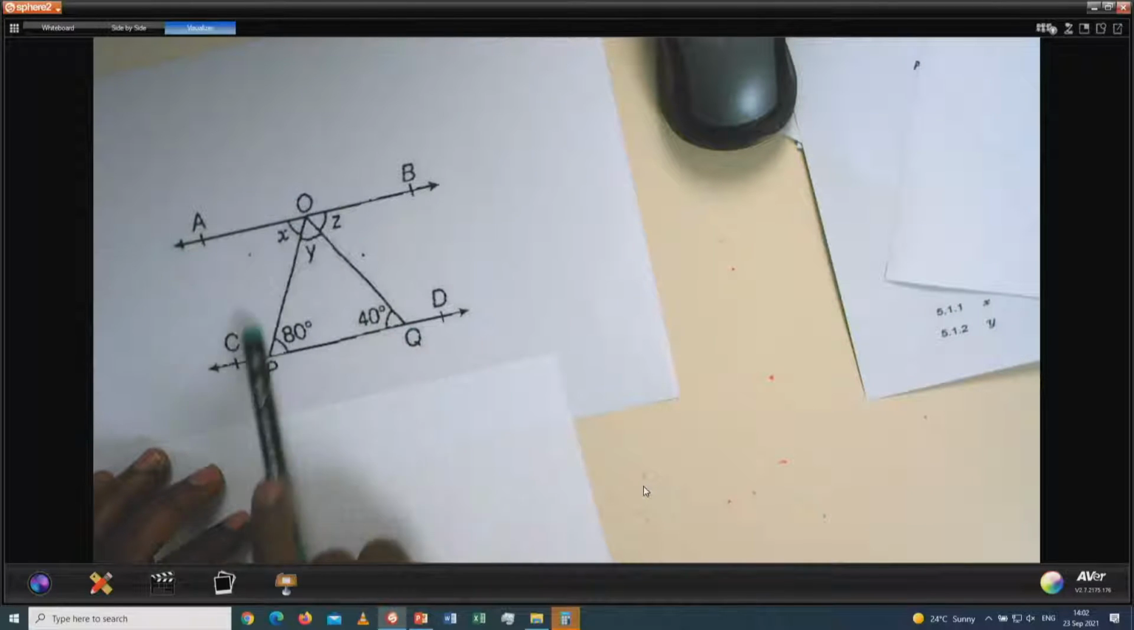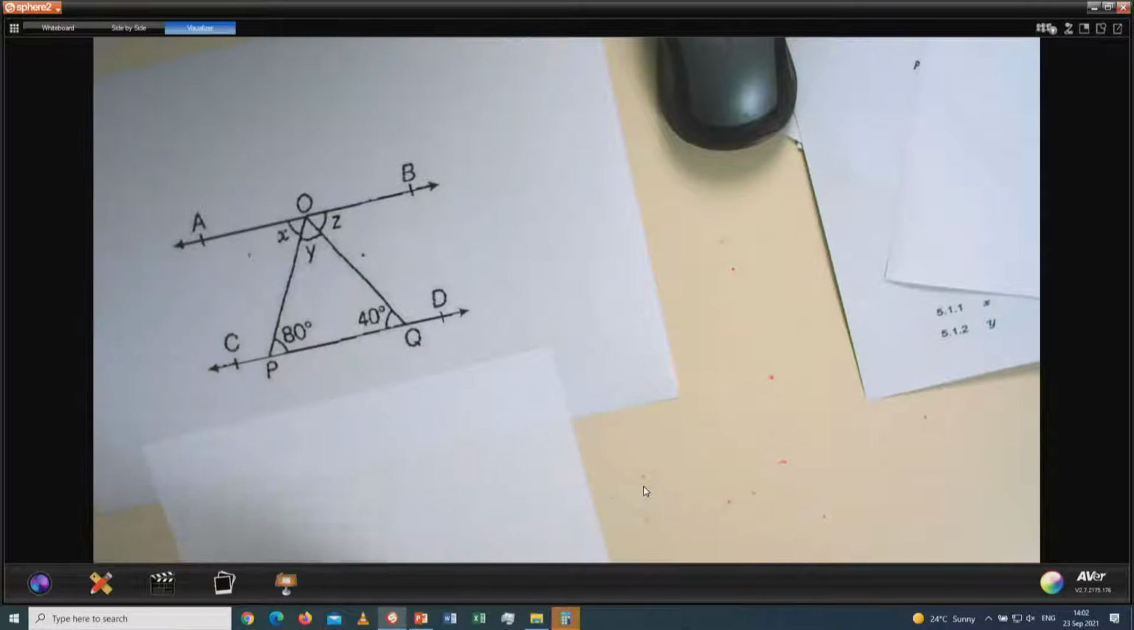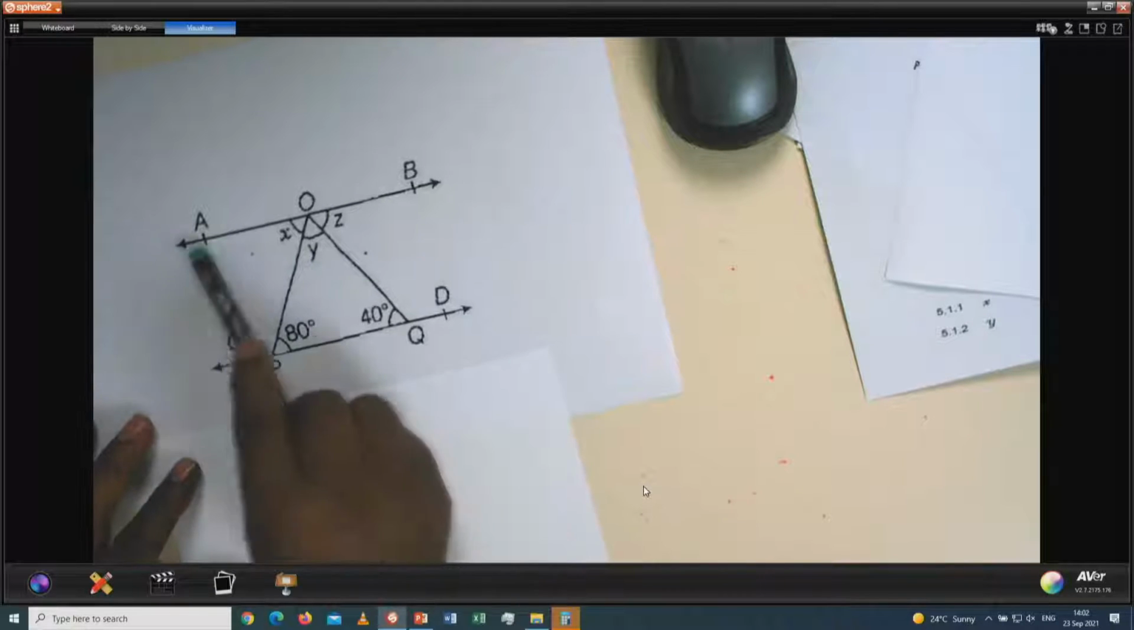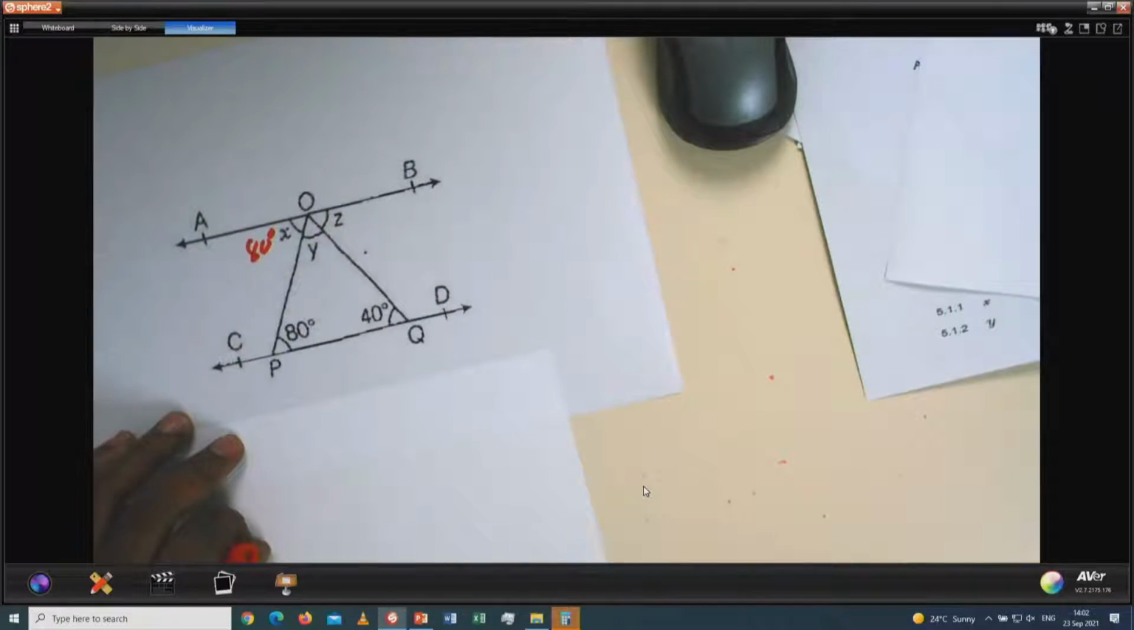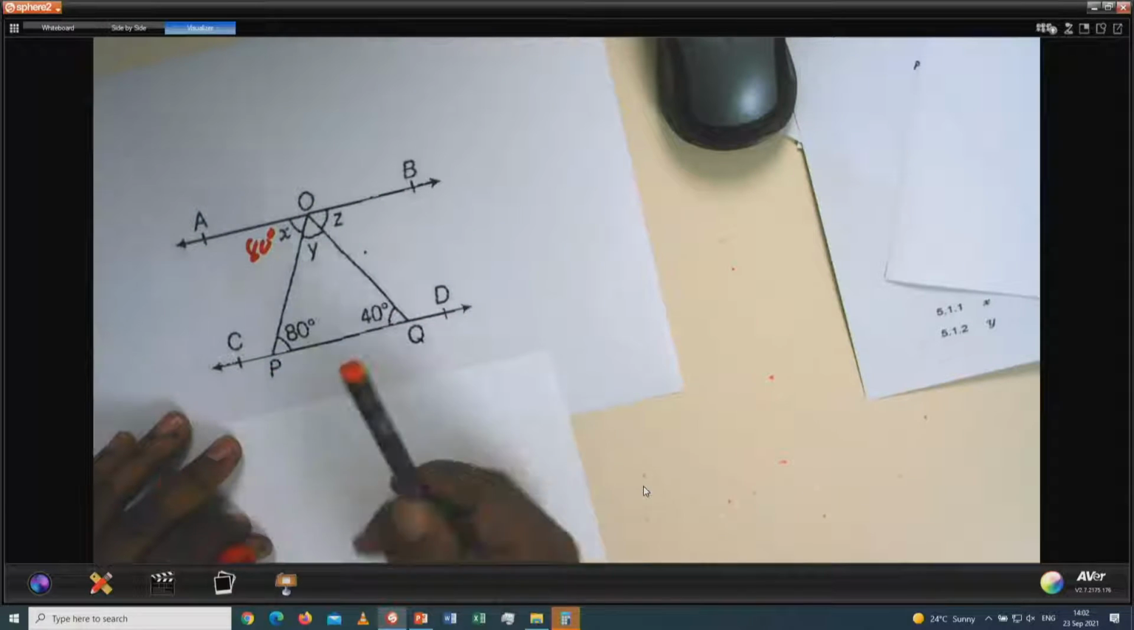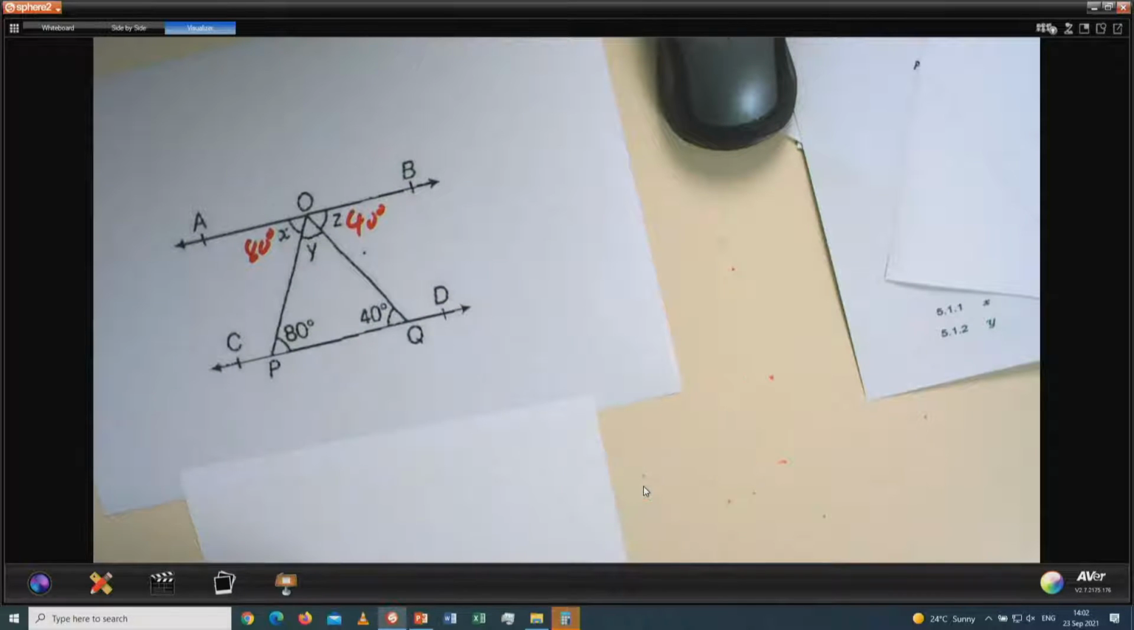Your colored pens. I see a Z there, or your N, whichever way you see it. What does that tell you? It tells you this is 80 degrees, alternating. I see another Z there. What is it telling you? 40 degrees, alternating. And then what?